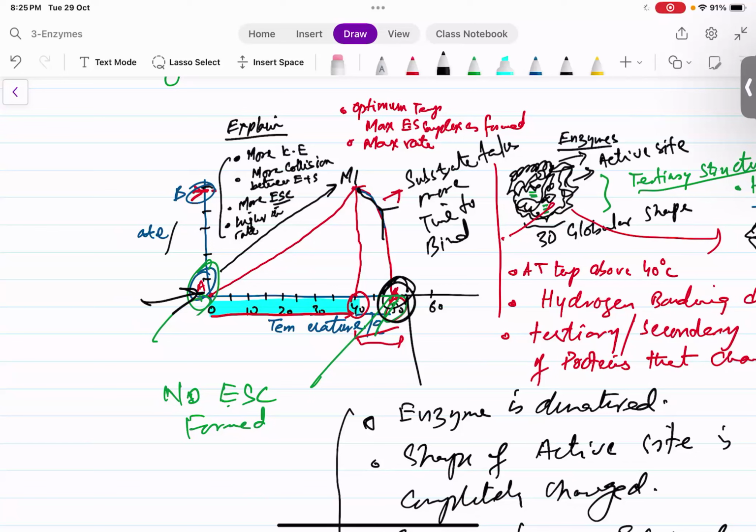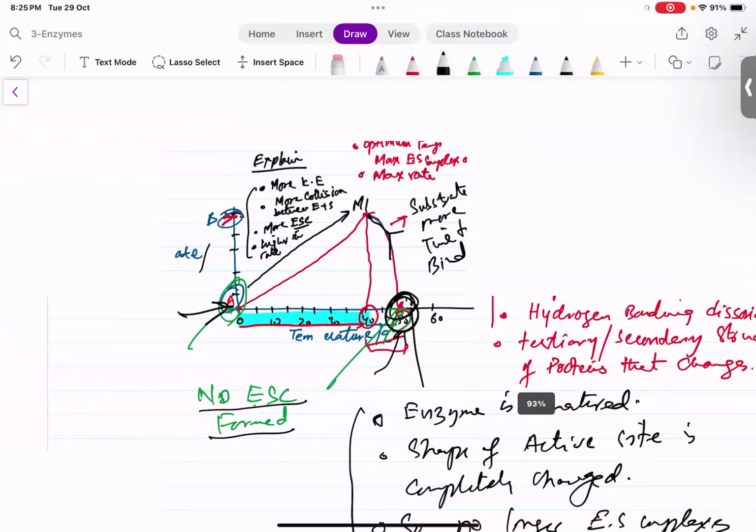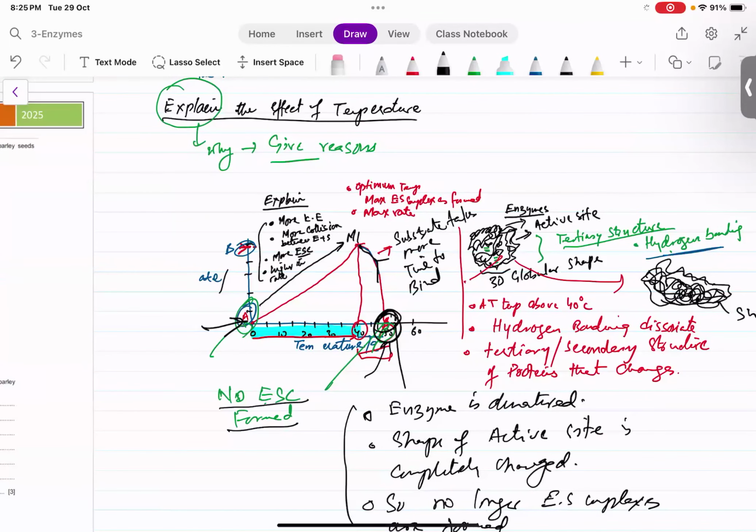But at this 50 degrees Celsius or above 50 or 60 degrees Celsius, whatever is this temperature given in a graph or given in your question, where the enzyme activity becomes 0. So this is where no enzyme substrate complexes are formed, as the active site of enzyme is completely changed and it is no longer complementary to the shape of a substrate. So no longer does substrate bind to an active site. Okay, so that is how you should explain this graph, and you should explain the effect of temperature on the rate of enzyme action. Now let's see.